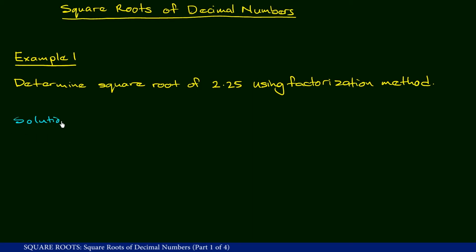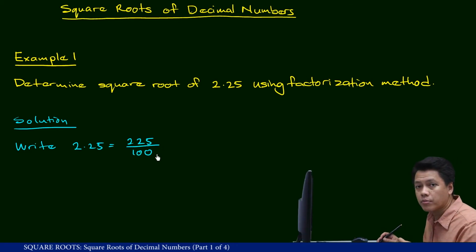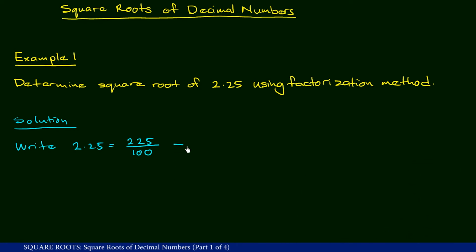So the solution would be to first write 2.25 to be like this, to be a fraction of 225 over 100. As you know it, 225 divided by 100, that is equal to 2.25. So that means square root of 2.25 can be written like this. Square root of 225 over 100.